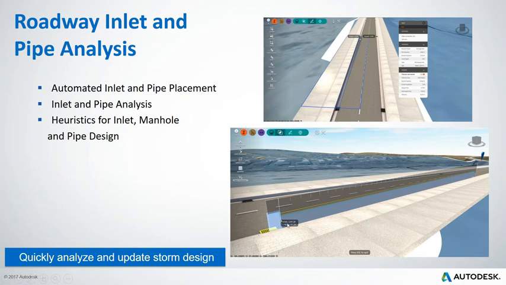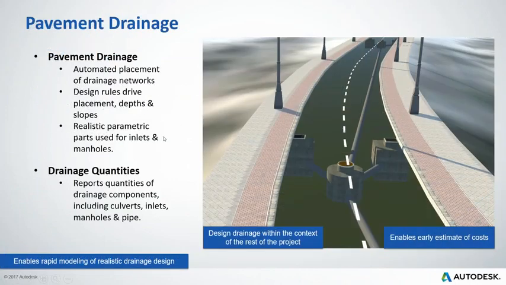And you can see here, for example, the EGL and the HGL levels for each and every inlet, and you can see them in 3D in context. So pavement drainage, automatic layout of network. It allows you to do the analysis and definitely report on the quantities. This is how the network will look like once you reduce the opacity of the top surface.